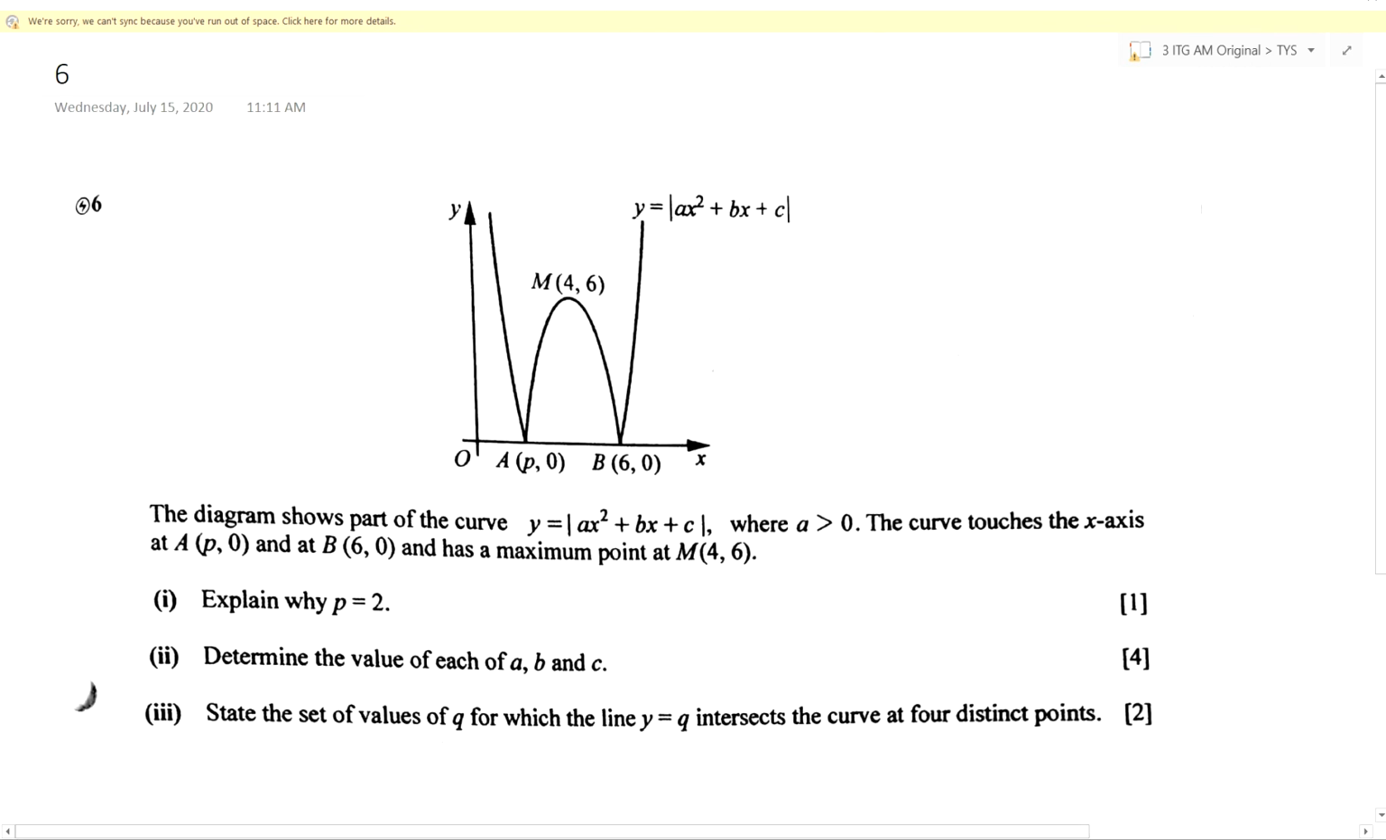So part 1, explain why p equals to 2. According to the Cambridge report, you shouldn't have problem with that. But for part 2, that's where many students were unable to get a full 4 marks when they sat for this paper a couple of years ago. To determine the value of A, B, and C, you can use the suggested method in your answer booklet. I'm going to show you an alternative.